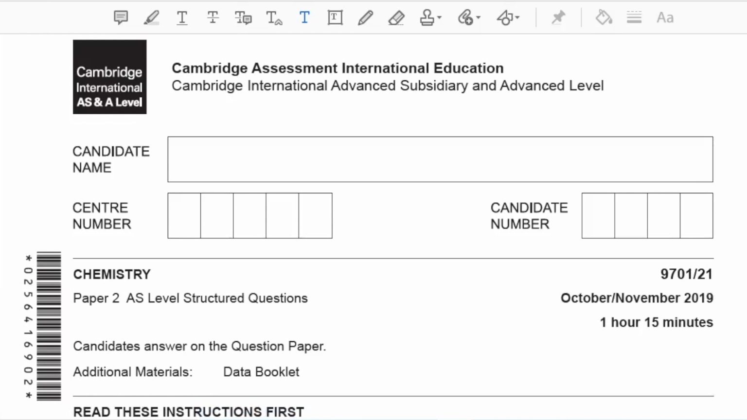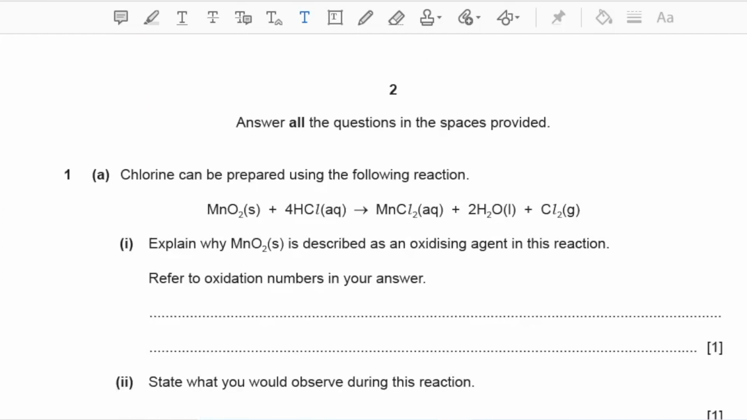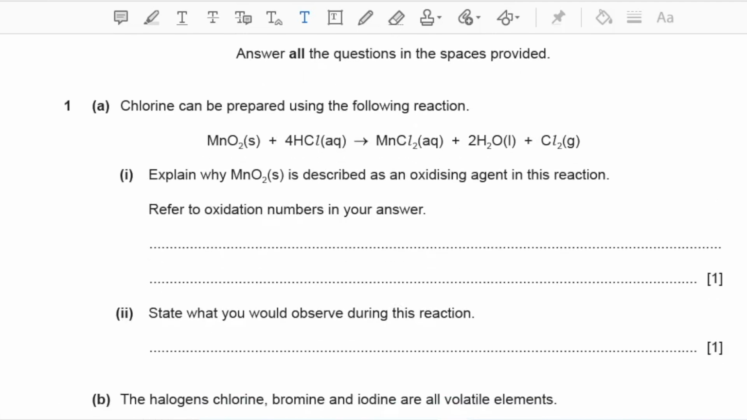Today I'm solving Chemistry Paper 2 AS Level Structured Questions 9701 Variant 1 October-November 2019. Starting with question number 1, part A. Chlorine can be prepared using the following reaction. Manganese oxide plus hydrogen chloride gives manganese chloride plus water plus chlorine gas.